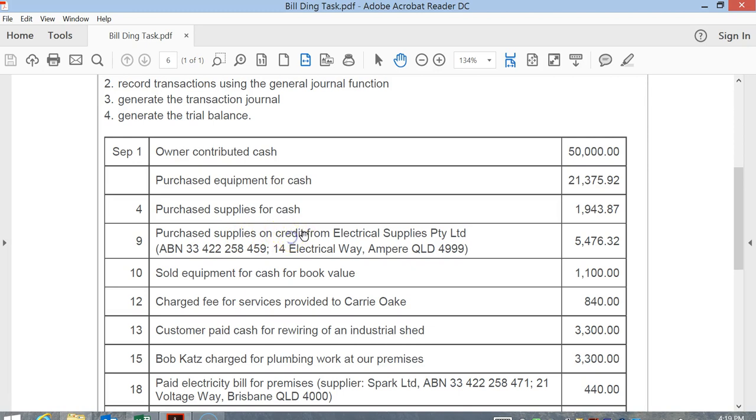We've bought it on credit. Okay, so there's no mention of paid or cash in here, so we've bought it on credit, and electrical supplies will be an accounts payable. Accounts payable is a liability. It's increasing, therefore this is going to be a credit.